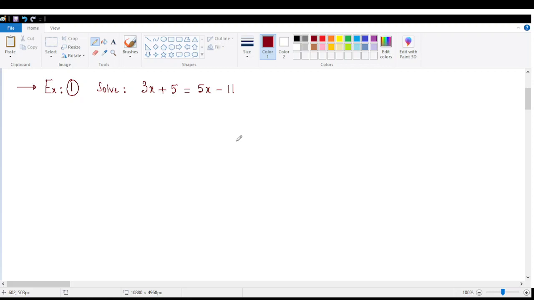So we are directly going to that particular step where we have to take all the variables and isolate them on one side and take all the constants and isolate them on the other side. Now which one is a good strategy? Taking the 3x to the right or taking the 5x to the left? The good strategy is taking the 3x to the right.